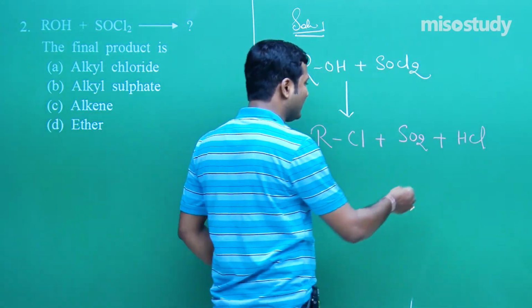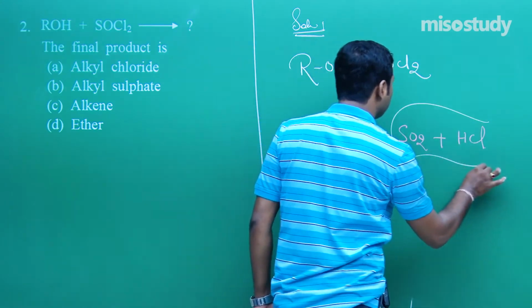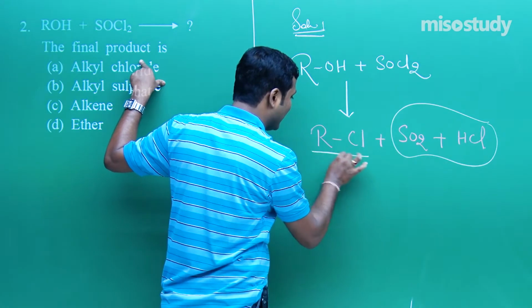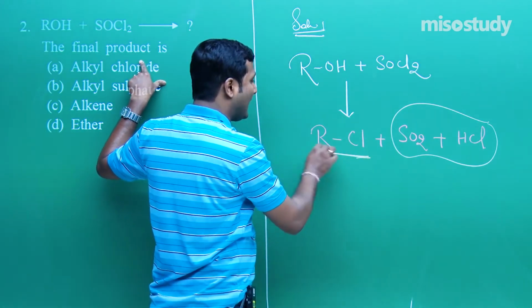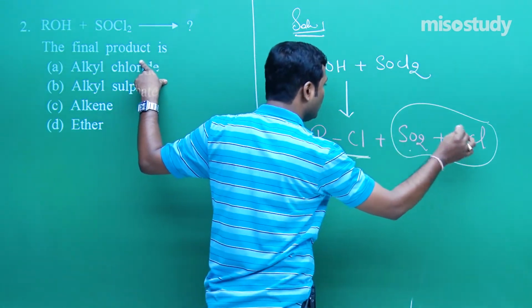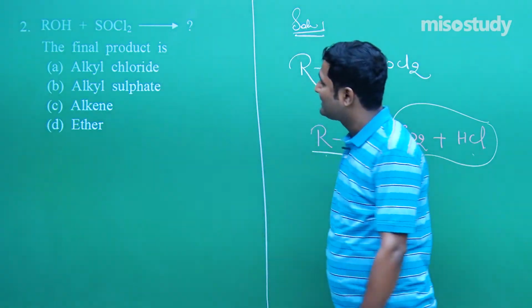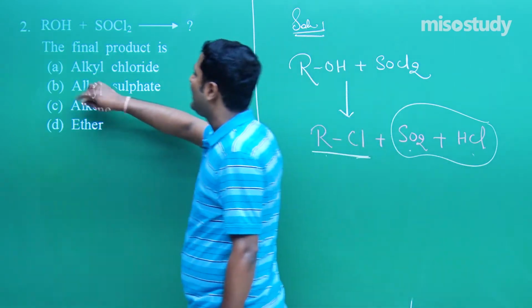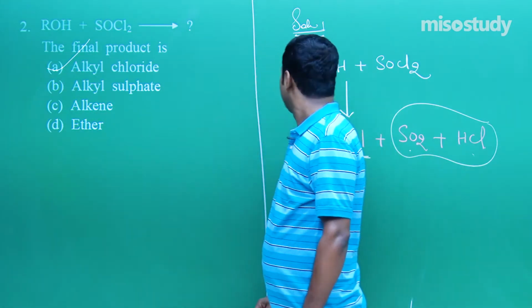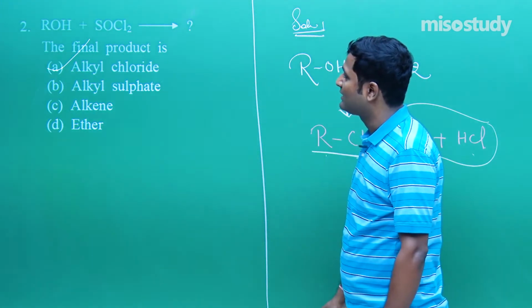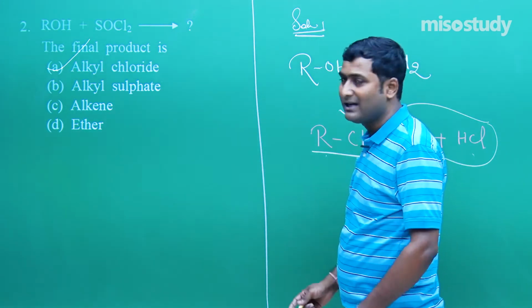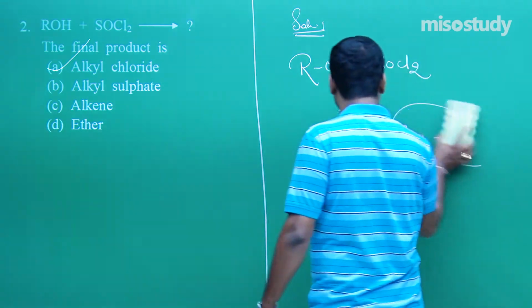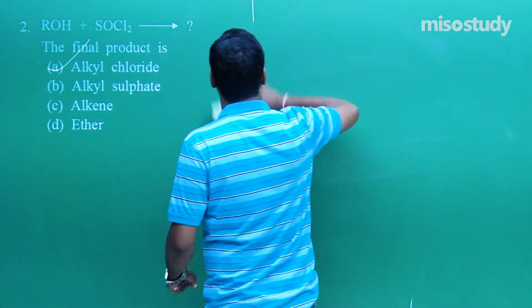These are all in gaseous form. So this is the best method for preparation of alkyl halide. Clear to you? RCl plus SO2 plus HCl. So the answer in this case, the final product is just alkyl chloride. Clear what I'm telling? A is the correct option. Clear friend? Now I'm going to rub this part and we'll discuss the next one. Wait for a moment.